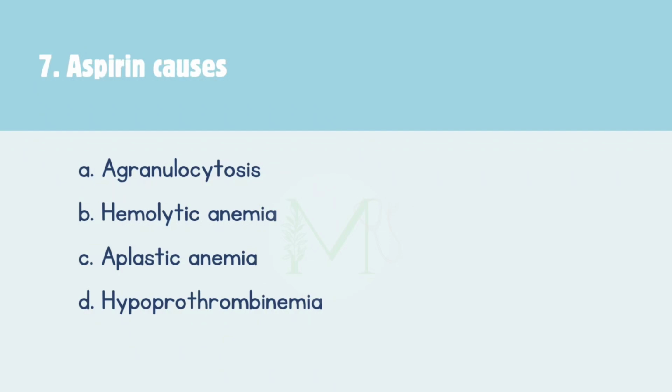Aspirin causes which of the following? Options are agranulocytosis, hemolytic anemia, aplastic anemia, hypoprothrombinemia. Just pause the video and recollect what all you know about aspirin and you might end up with the right answer. Aspirin is a NSAID. It inhibits COX. It reduces prostaglandin synthesis.